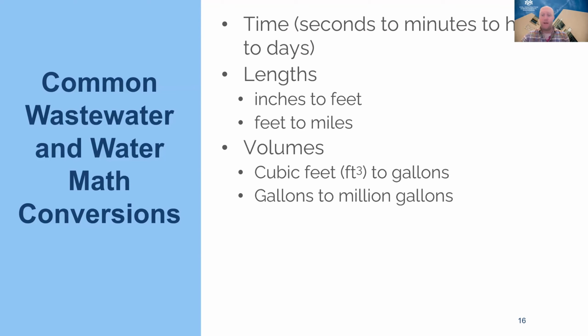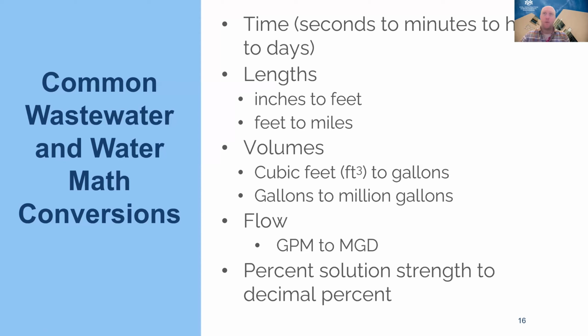Like volumes for storage tanks, really any kind of thing that holds water or wastewater. A lot of times you need to convert that to gallons or cubic feet, or millions of gallons. Flow, so millions of gallons per day, gallons per minute. We need to go back and forth between those a lot. Percent solution strength to a decimal percent. A lot of times your chemicals come as maybe 12% chlorine, so sometimes you need to convert that into what parts per million that is when you add it to a stream. And there's so many more. So we're just touching on a few of them.